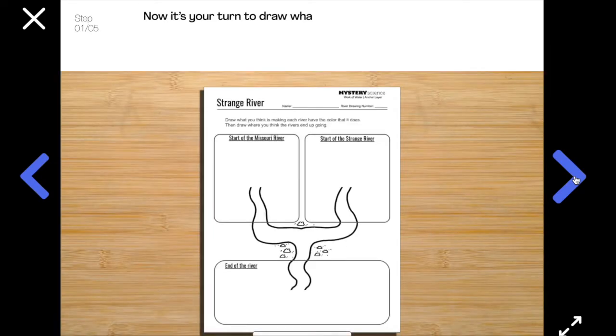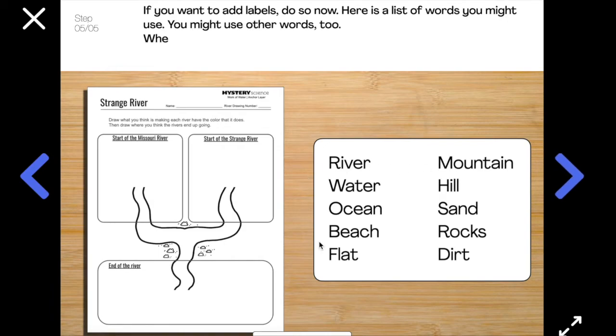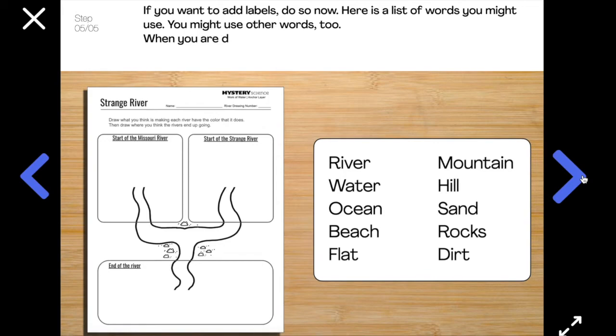Now it's your turn to draw what you think. You're going to get a copy of the Strange River worksheet. You don't need to worry about writing your name. If you want to add labels when you work on your Jamboard, here's a list of words that could help you. You might use other words too. If you need to look at these words again, leave this video paused and you can come back and read the word and then go write it on your Jamboard.